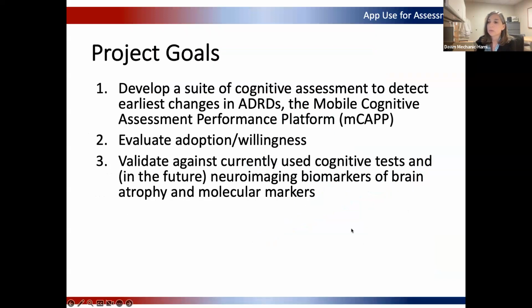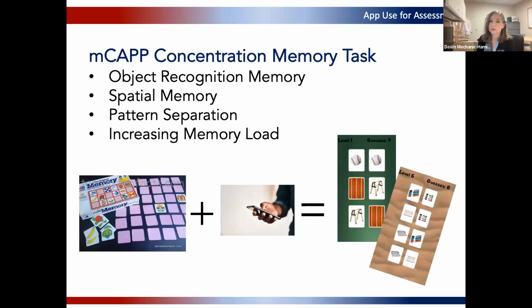So our goals were to develop a suite of cognitive tests to detect those changes, evaluate people's willingness to do it, take it home, and participate, and validate it against some currently used cognitive tests. And in the future, we're currently collecting neuroimaging data in this population, so MRI, amyloid PET, tau PET, plasma biomarkers, so that we will be able to look at that within these groups as well. But this is the first of the 3 tests.